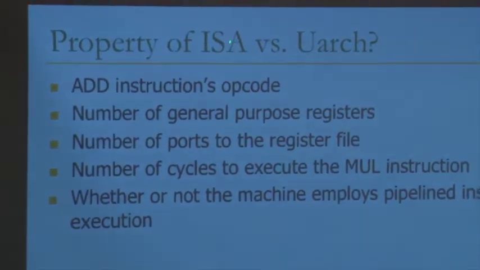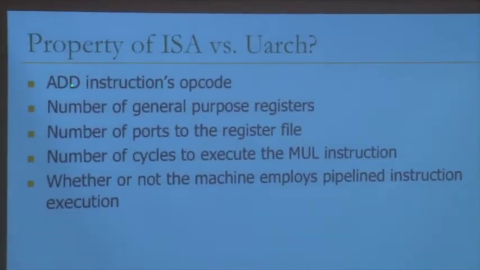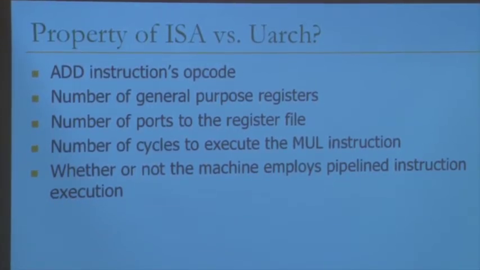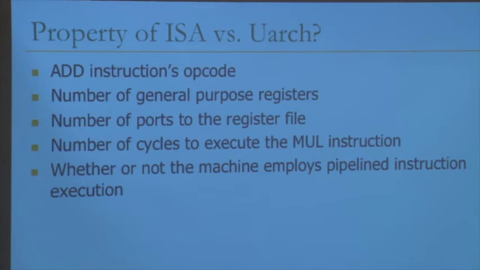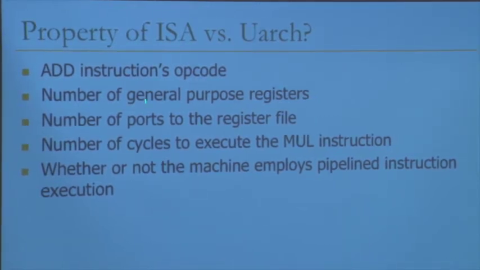Which one is a property of the ISA versus a property of the microarchitecture? Let's take the first one. Add instruction's opcode. ISA. That's clear, right? Some programmer needs to know this to be able to write programs. Number of general purpose registers. ISA again. Right. Yes?